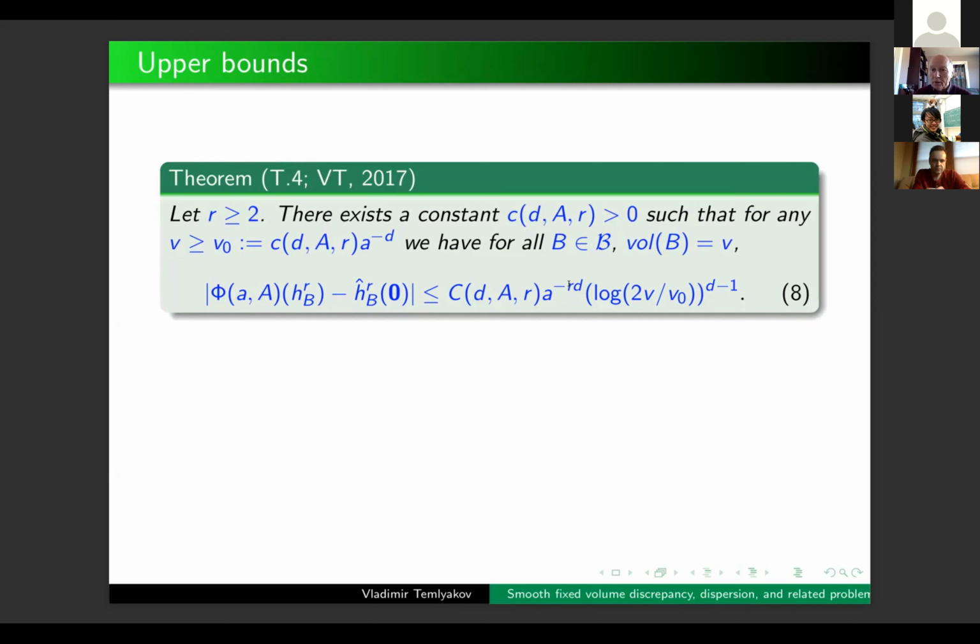So this is okay. But again, this one reminds us of what we had for cubature formulas with respect to Fibonacci point sets, but with this d minus 1. And this is what we can expect, maybe optimal. But the same qualitative phenomenon holds: v divided by v naught. So if v is of this order, and this v naught is exactly 1 over n, so a to the minus d, then this log disappears.